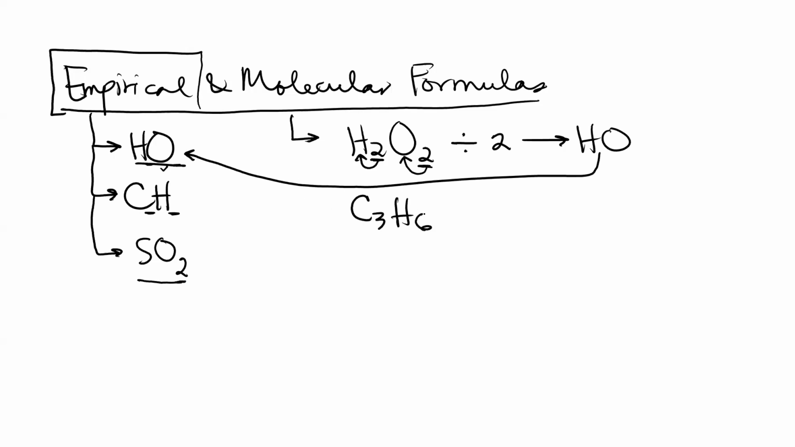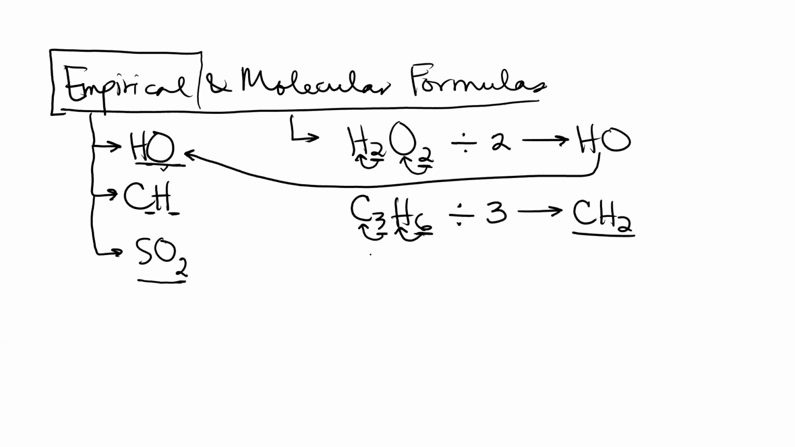Another example would be C3H6, right? So C3H6 will be a molecular formula of a compound with 3 carbon atoms and 6 hydrogen atoms, right? So if we divide this molecular formula by 3, which is a common factor of the subscripts of carbon and hydrogen in this formula, then we can come up with CH2 as the empirical formula of that particular compound.